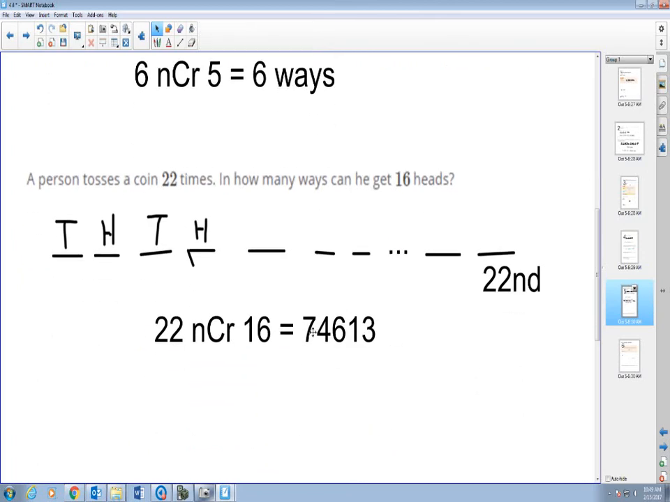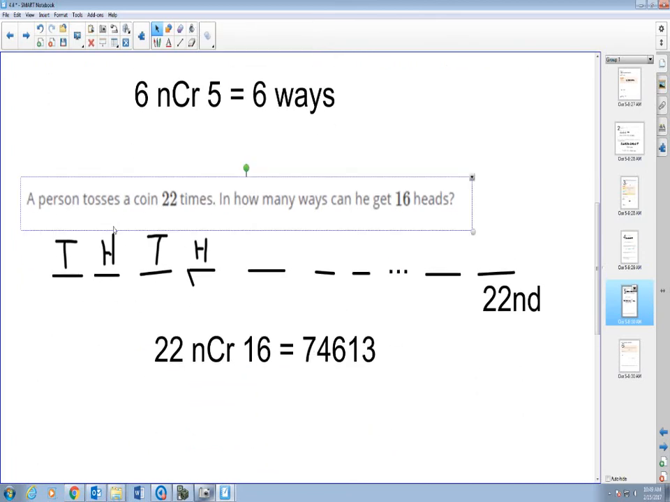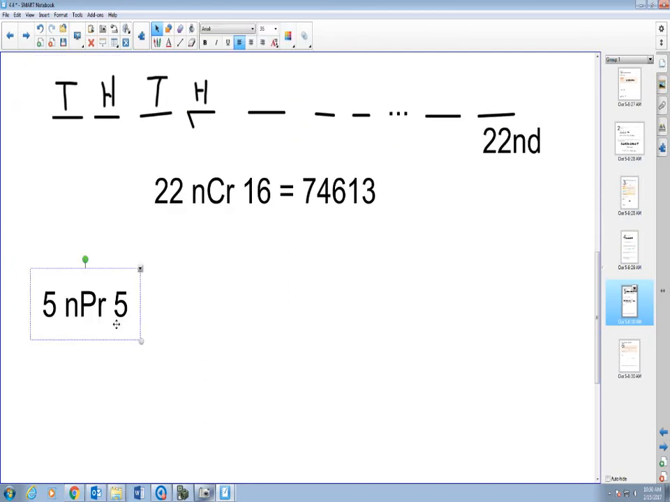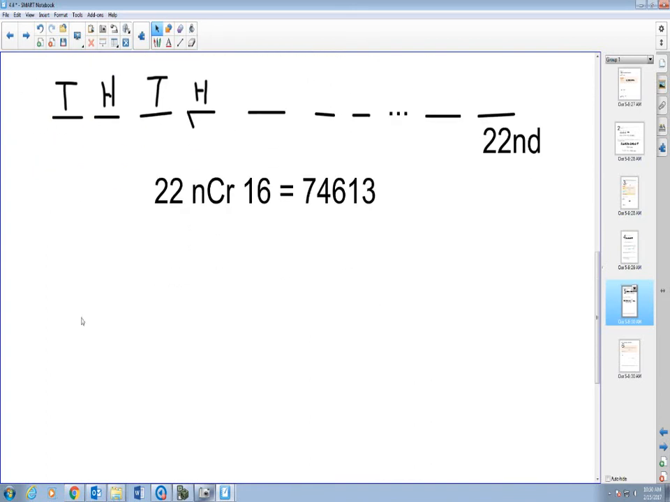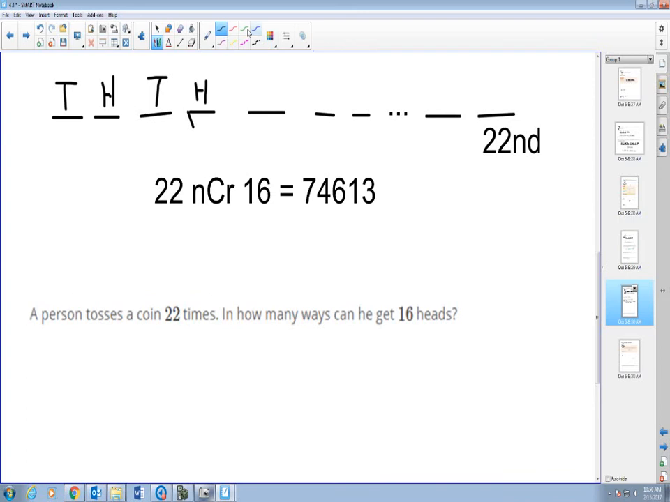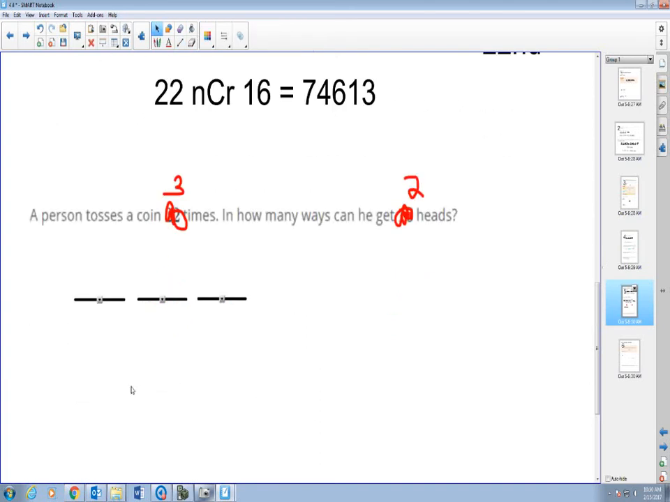Okay, so let me just do another example with you. I'm gonna just copy the exact same thing. Okay, I'm only gonna toss it 3 times. Now I'm gonna try to get 2 heads. So let me show you how this thing actually works when we actually count them. 1, 2, 3 toss, for example. What could I have? I want 2 heads. Remember, I want 2 heads.